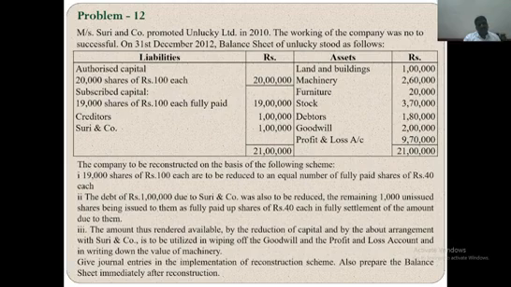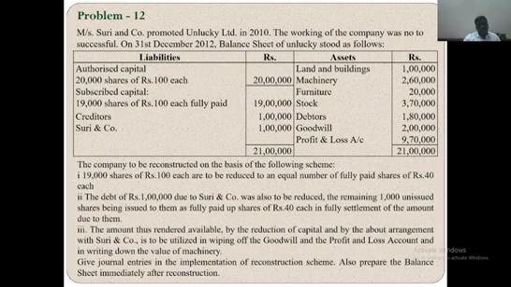19,000 shares of rupees 100 each are to be reduced to an equal number of fully paid shares of rupees 40 each. The face value of the shares is 100 rupees, but at the time of reduction of share capital it is reduced to 40 rupees each. So fully paid shares of rupees 40 each. So how much reduction did they get? 60 rupees per share.